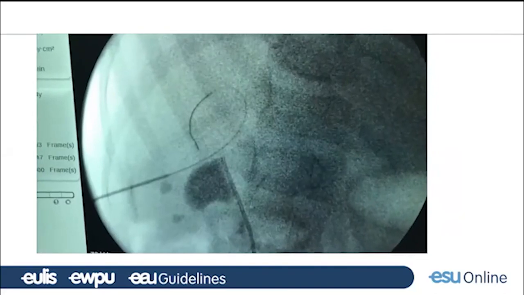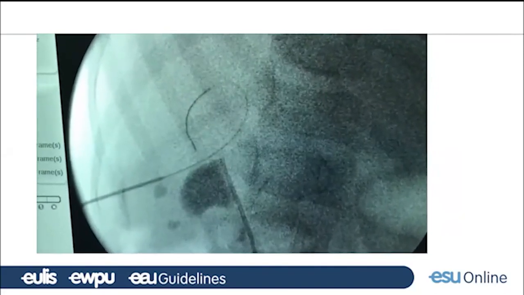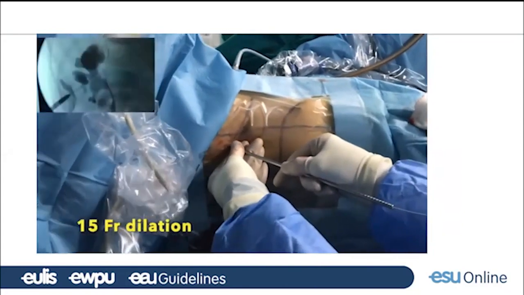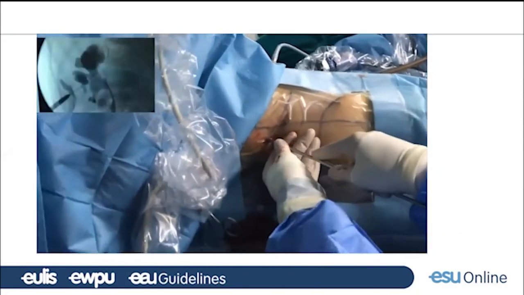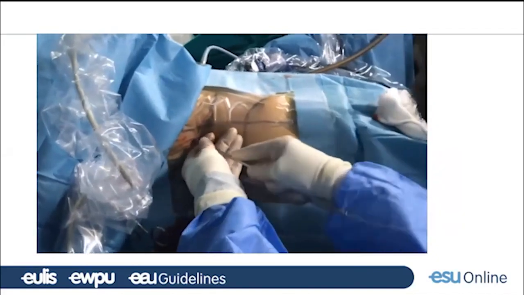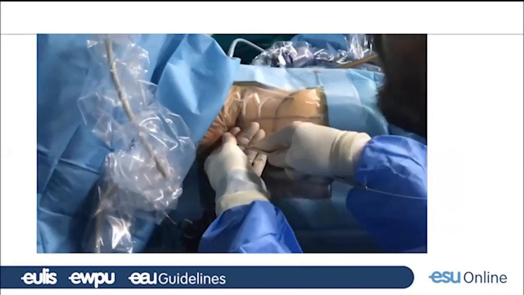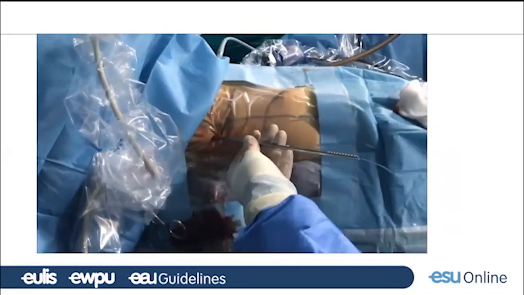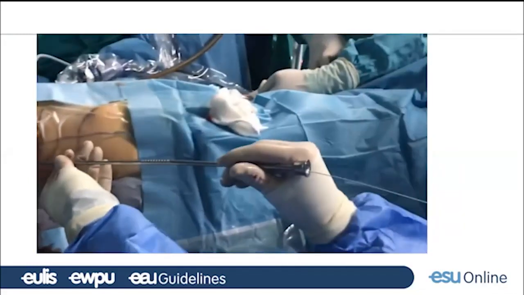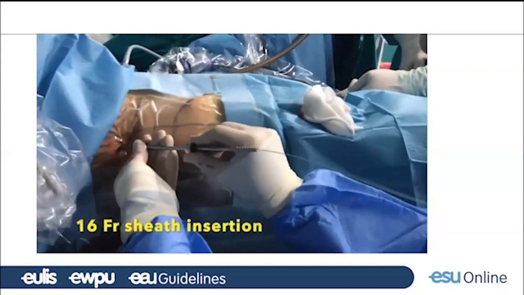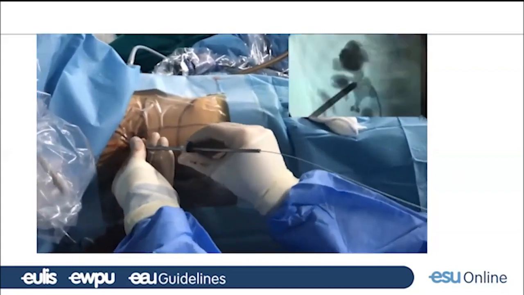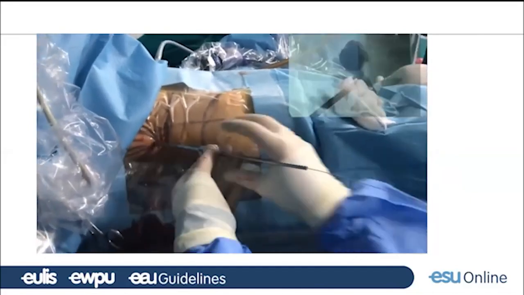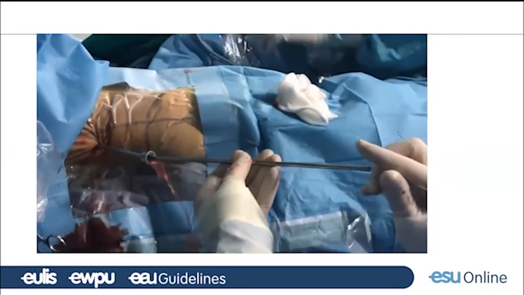We do a retrograde pyelogram and do the other steps under fluoroscopy guidance. Here we are performing a 15 French one-shot metallic dilation. However, the fascial structures can be very elastic in the pediatric patients, and the kidney may be quite mobile. Therefore, in these cases, performing an 8 or 10 French predilation with a fascial dilator may be an option. And now we're introducing this 16 French metallic sheath over the dilator, and the access is completed.